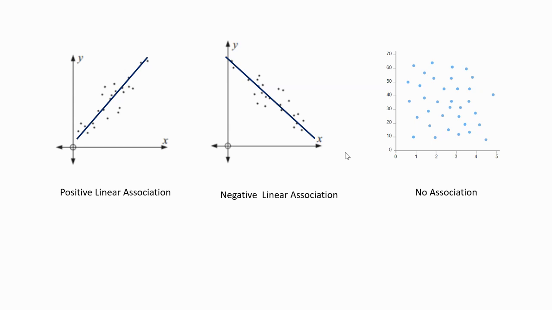So what we're looking at is associations. There's positive, negative, or there is no association. Either the data is increasing, that would be a positive association, or the data is decreasing, which would be a negative linear association, depending on how you interpret the information. So there's a little bit more of this.